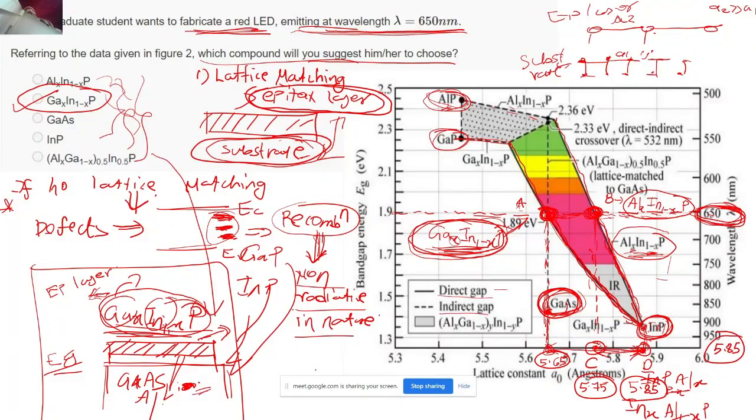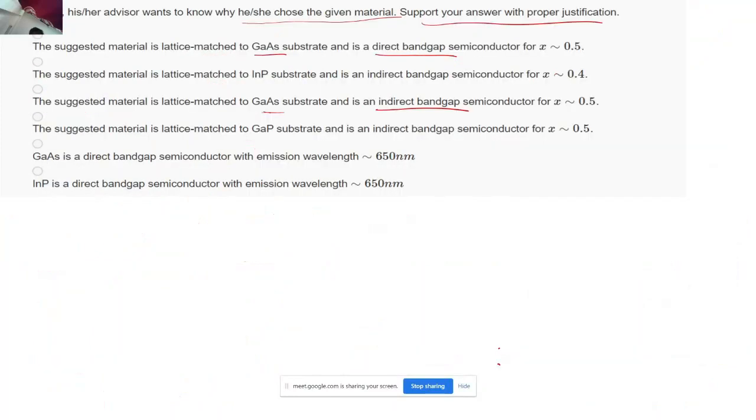Because our conduction band minima and the valence band maxima are just below each other, right? They are not displaced on the horizontal scale, right? So there will be very good photon emission out of this LED. So that means it is a direct band gap and we have a lattice match to GaAs. So option number 1 is the correct option, right?